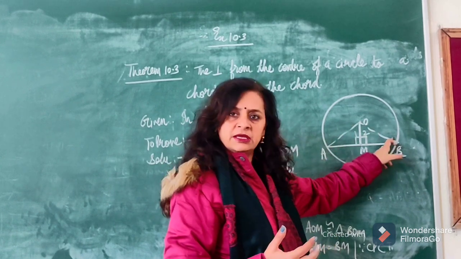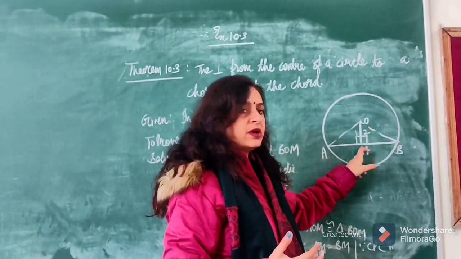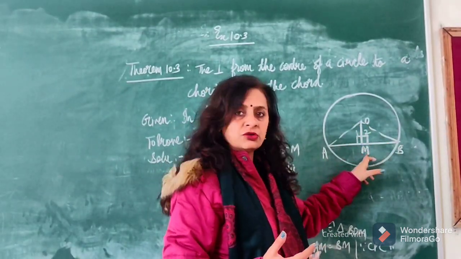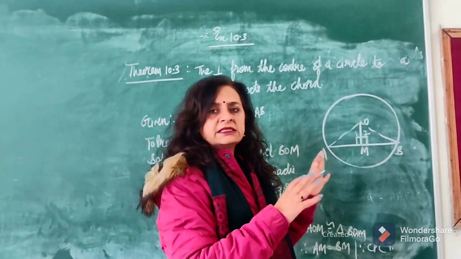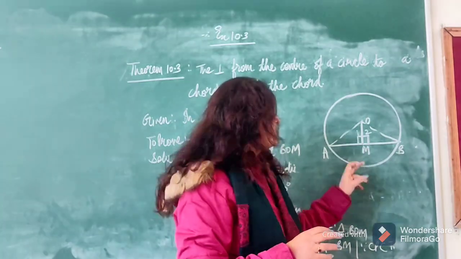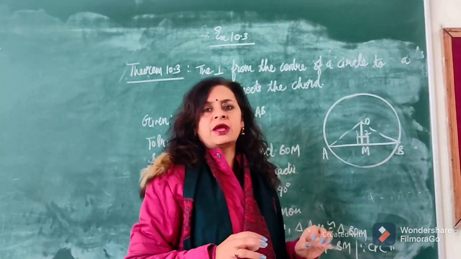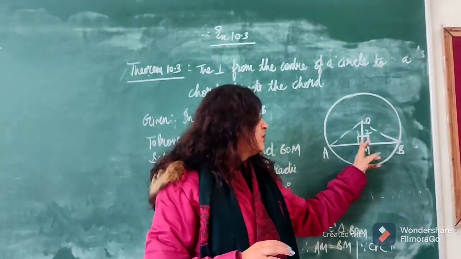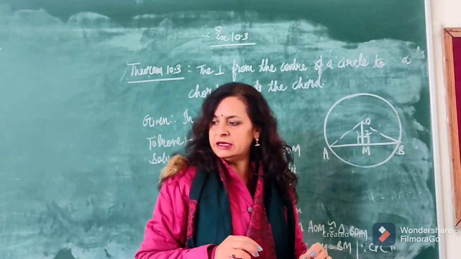OA is equal to OB, this is given to you. OM is equal to OM, common, and AM is equal to BM, this is also given to you. So by SSS congruence rule, triangle AOM is congruent to triangle BOM. Therefore angle 1 is equal to angle 2 because of CPCT. But 1 and 2, what are they making? They are making a linear pair.